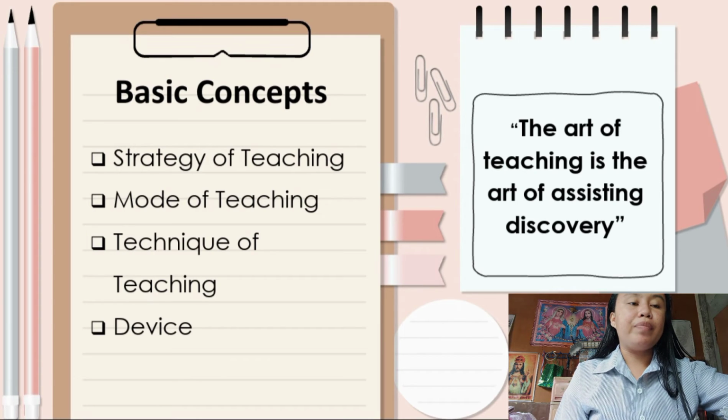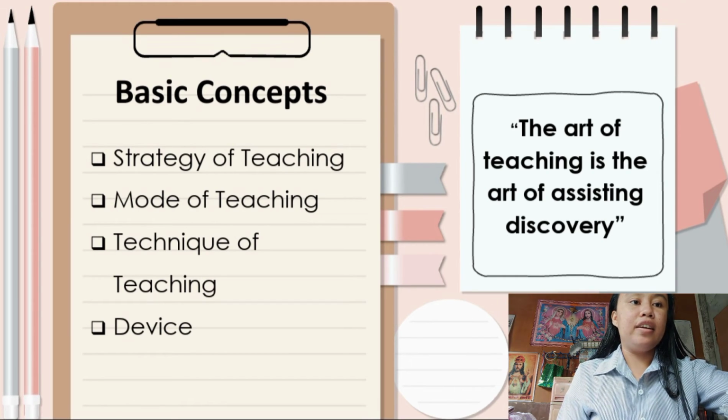So, second is the method of teaching. It is related and progressive acts performed, involving a sequence of steps to achieve a goal or objective. The third is the technique of teaching, a skill employed by the teacher in carrying out the procedures of the act of teaching. And lastly is the device, a teaching aid or tool to facilitate instruction like flashcards, pictures, or slides.